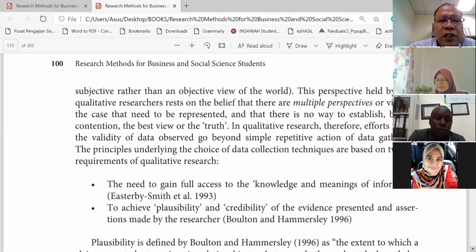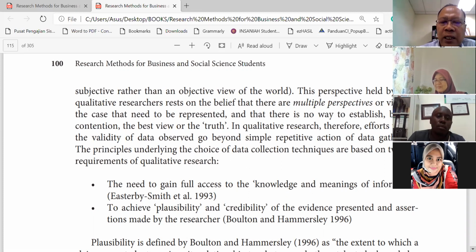So in qualitative research, the researchers believe that there are multiple alternative perspectives or different views of the case, and that there is no single way to get the empirical data. So instead of saying that there is one way to get the empirical data, the qualitative researchers view that there are many ways to collect the data and to get to the truth. So in qualitative research, efforts to find the validity of data observed go beyond the simple repetitive action of data gathering, like in quantitative research.